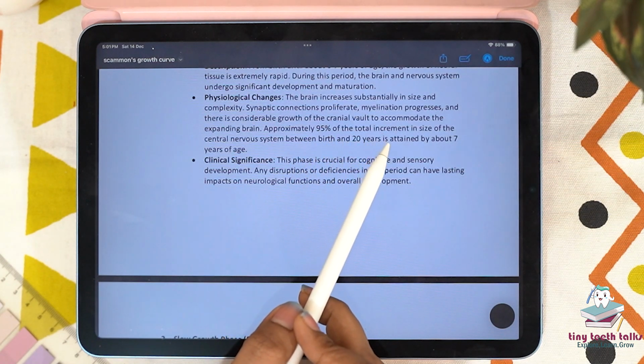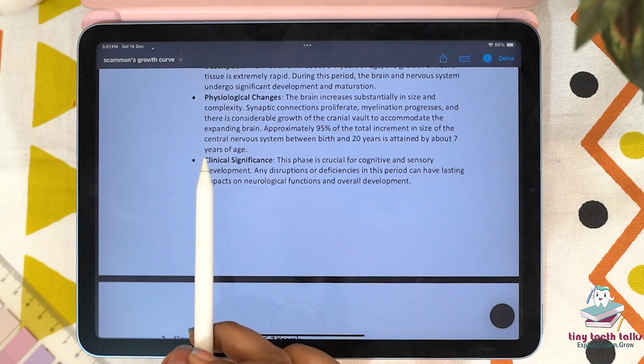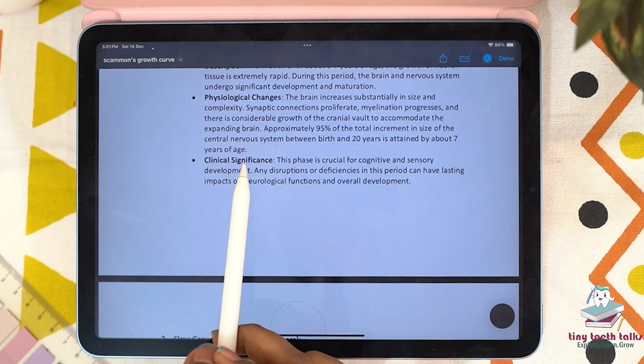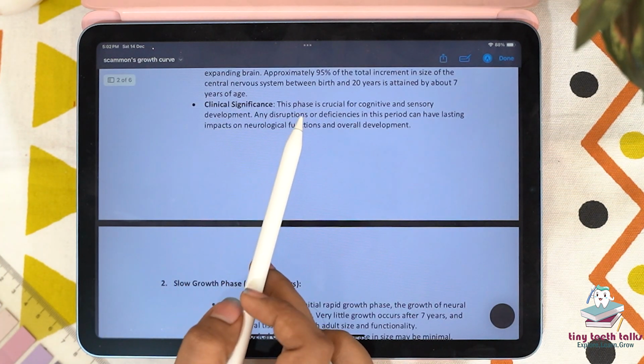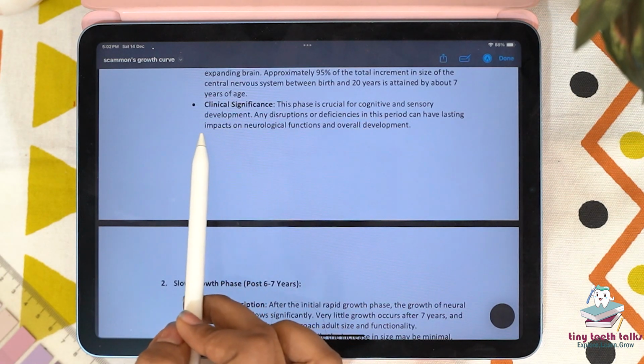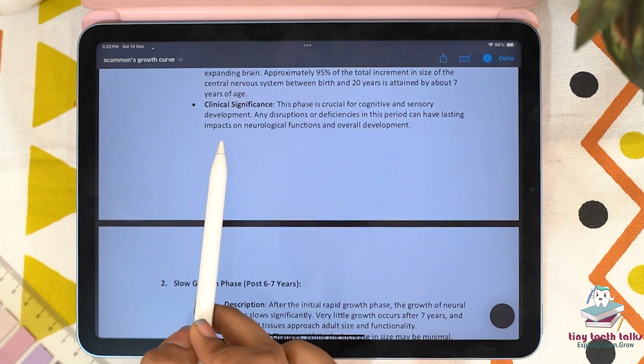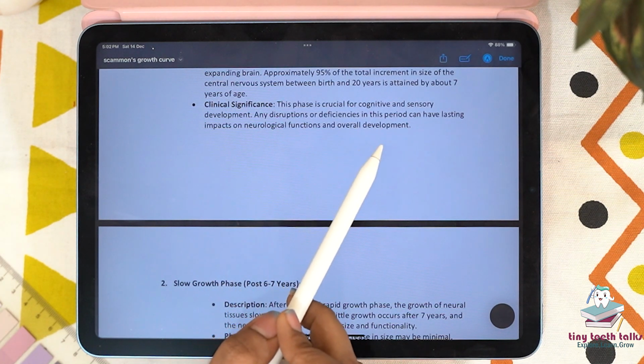Approximately 95% of the total increment in size of the central nervous system between birth and 20 years is attained by about 7 years of age. Clinical significance. This phase is crucial for cognitive and sensory development. Any disruption or deficiency in this period can have lasting impacts on neurological functions and overall development.